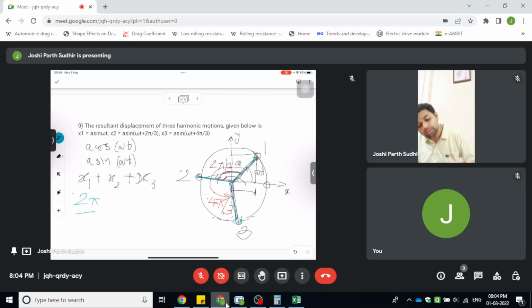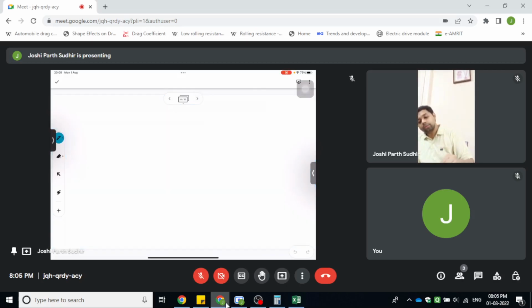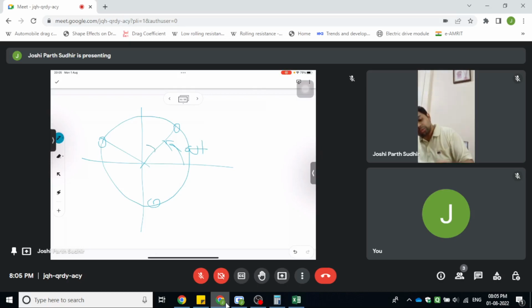So 2 pi by 3, if we convert it into degrees, makes an angle of 120 degrees, and 4 pi by 3 will be similarly 240 degrees. So if you observe, these three particles are separated by 120 degrees, which means that they are symmetric with respect to the origin. The angle between the first particle and the second one is 120 degrees. Similarly, the angle between the second and third one is again 120 degrees, and between the third one and the first one is also 120 degrees. So we see that the system will always be symmetric.